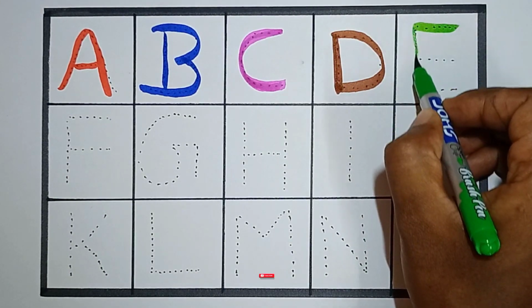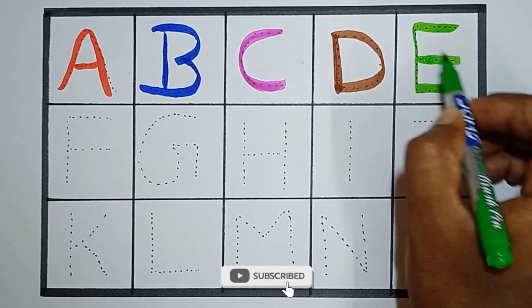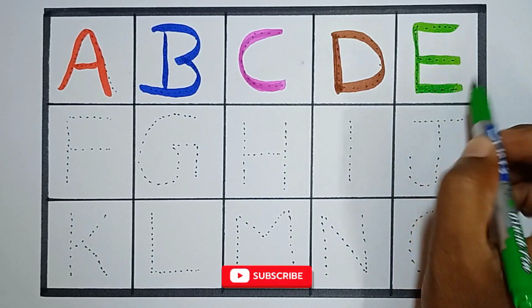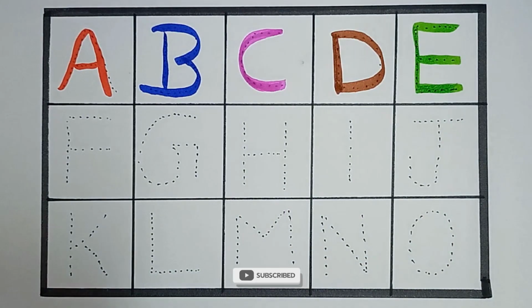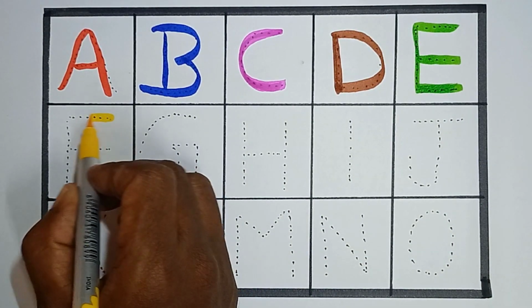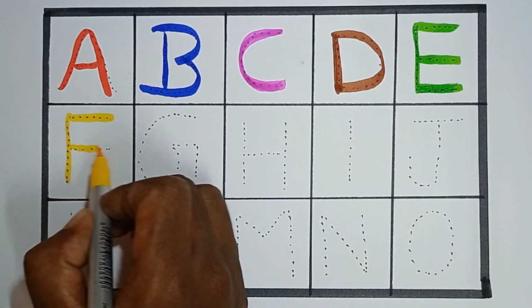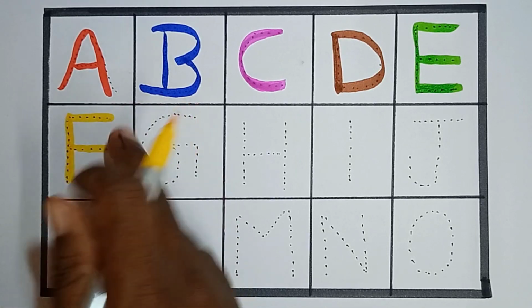Next, letter E. E for elephant. This is capital letter E. Then F. This is F. F for fish.